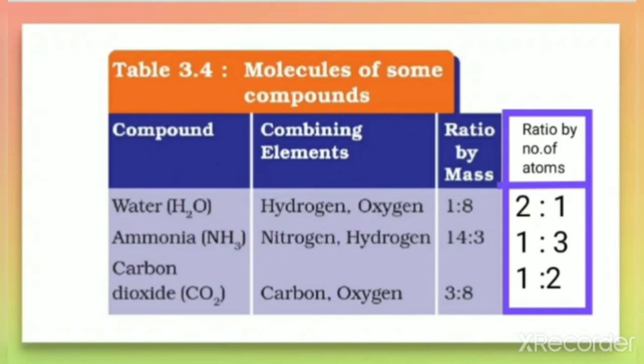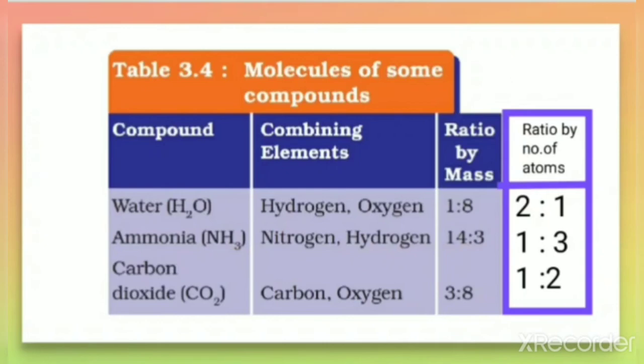So we can say that by this ratio, that is ratio by number of atoms, from this value we can easily make the formula. So by the ratio by mass we cannot make the formula. We can easily make the formula by using this ratio by number of atoms.